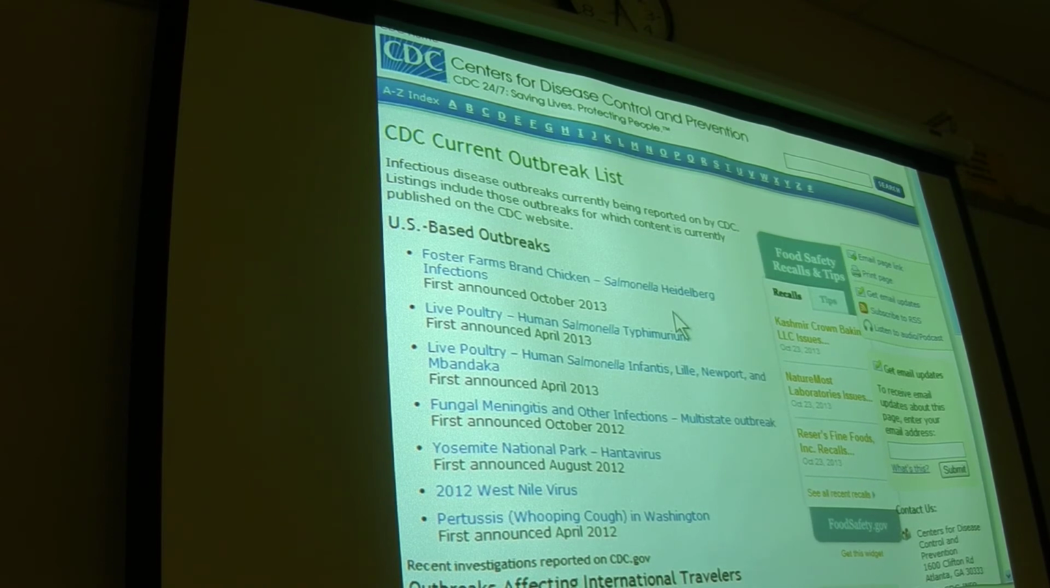And there's a recent development: they're finding it in Foster Farms chicken. So you would do a couple paragraphs on salmonella, a couple paragraphs on the disease of salmonella food poisoning, and then a couple paragraphs on the recent outbreak and get some data there. Okay, another one: Hantavirus at Yosemite. That happened last August. That's a good one. Pertussis in Washington, April 2012.